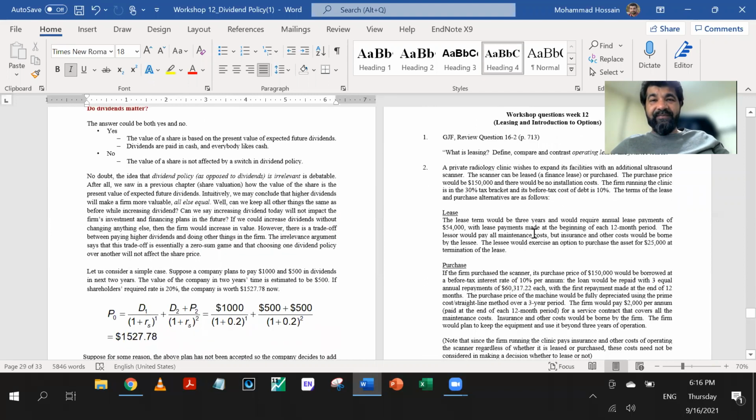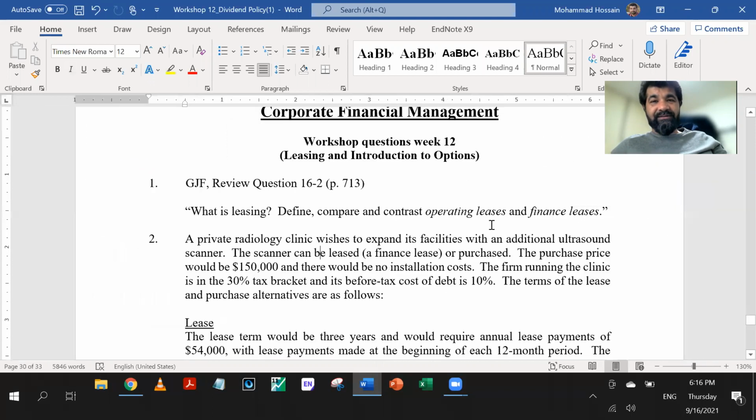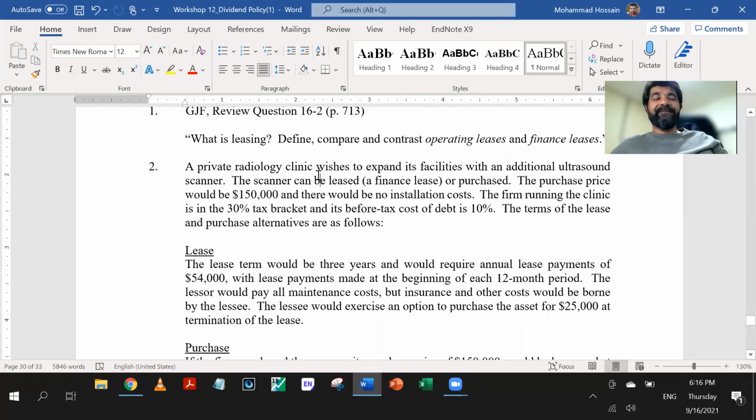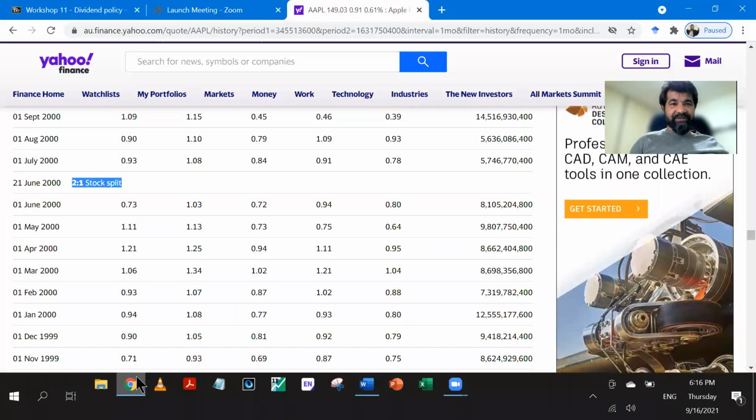Okay, let's do some problem solving from last week, what we have done. What is leasing? Define, compare, and contrast operating leasing and financial leasing. Okay. We'll do this one now. And let's see what we got. Let me check this out in here.